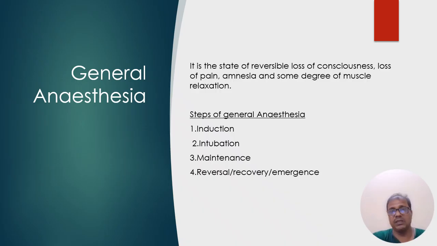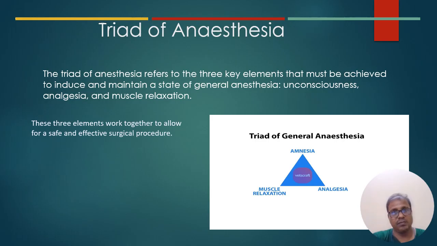What are the steps of general anesthesia? You can say that induction, then intubation, then maintenance and reversal, recovery or emergence. What is the triad of anesthesia? We can also say that it is the triad of general anesthesia. In any kind of general anesthesia, the target is amnesia, analgesia, and muscle relaxation. These three in combination are called the triad of anesthesia. These three elements work together to allow a safe and effective surgical procedure.